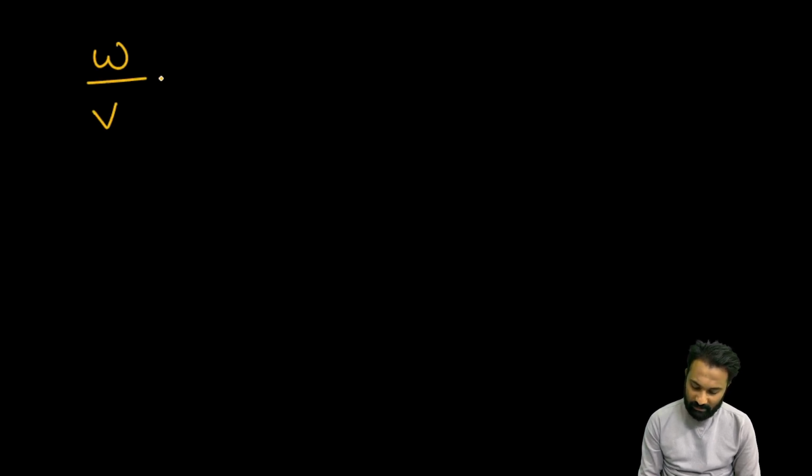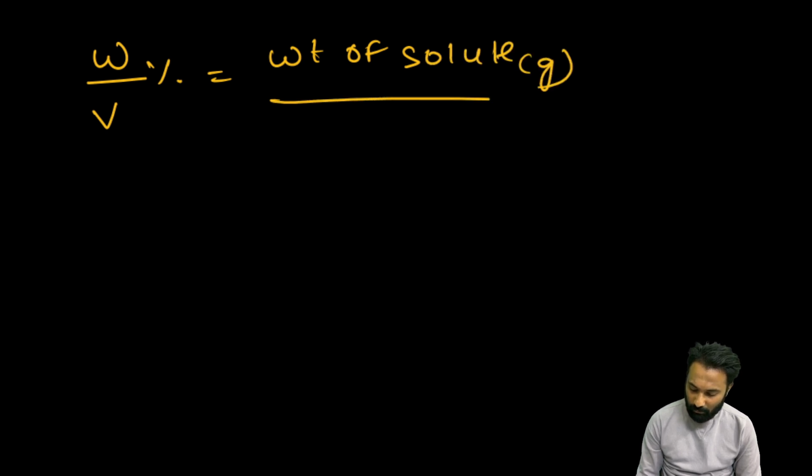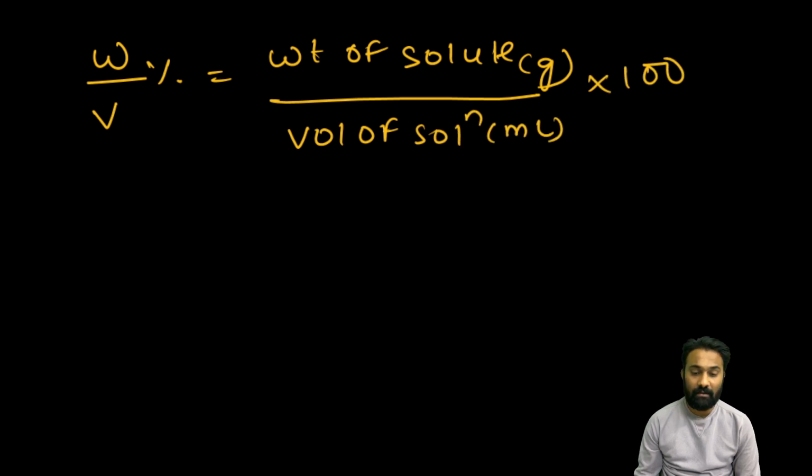W by V percentage. What is the W by V percentage? Weight of solute in grams by volume of solution in ml into 100. Here, for weight by volume percentage, I explained one interconversion. If you remember this interconversion, in the calculations of our questions we will not make any mistake and we can do the calculation very fast. What is that interconversion? Now we'll see.